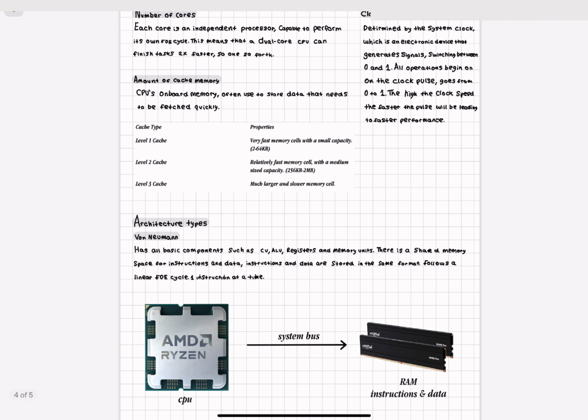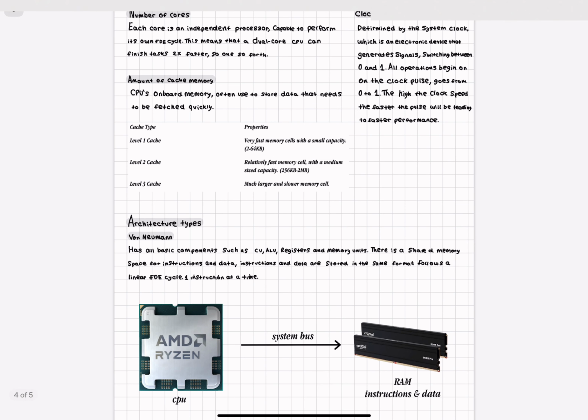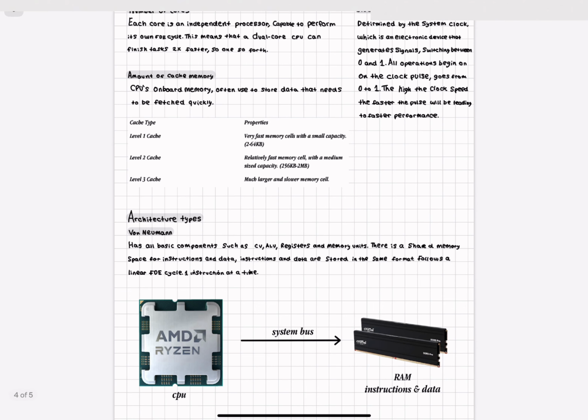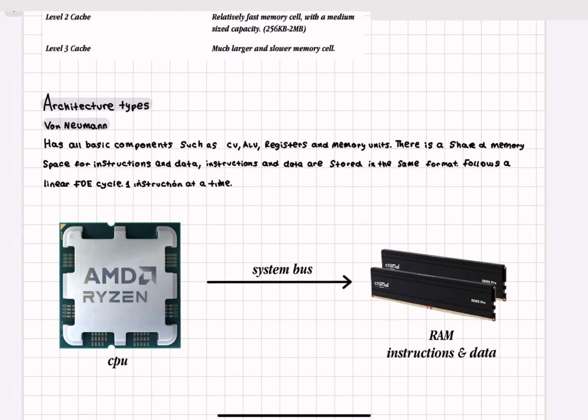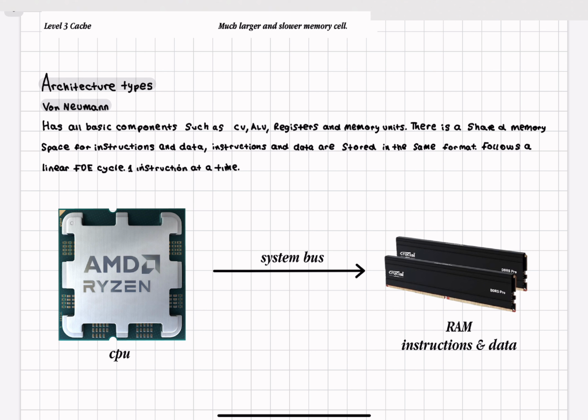Another thing we need to go through is different CPU architectures, and you have the von Neumann, which is in this diagram as well. The von Neumann has all the basic components, like the control unit, the arithmetic logic unit, the registers, and the memory units. But there is shared memory space for instructions and data, and instructions and data are stored in the shared memory space. It follows a linear FDE cycle, which means one instruction at a time.